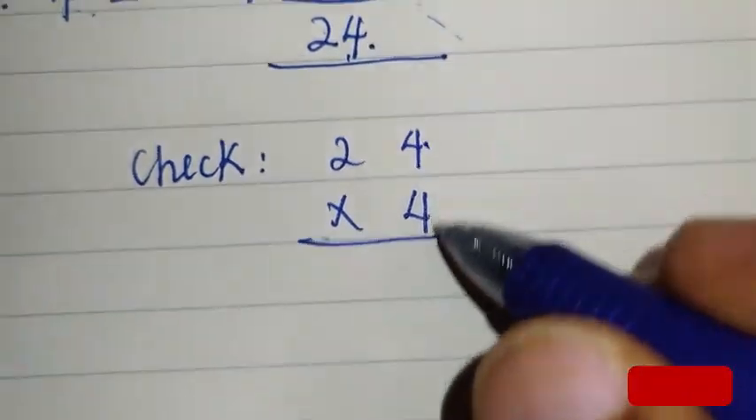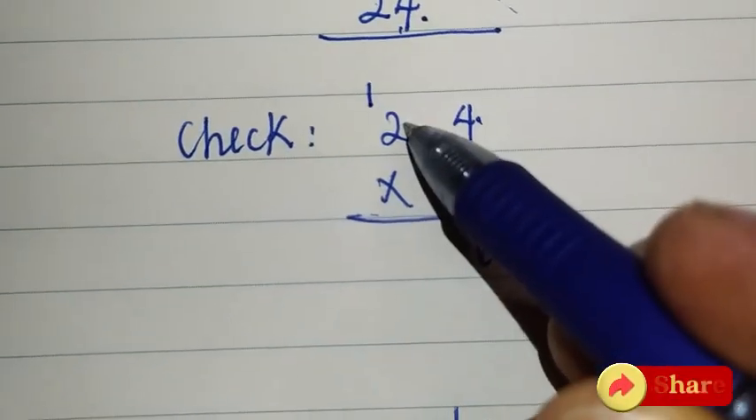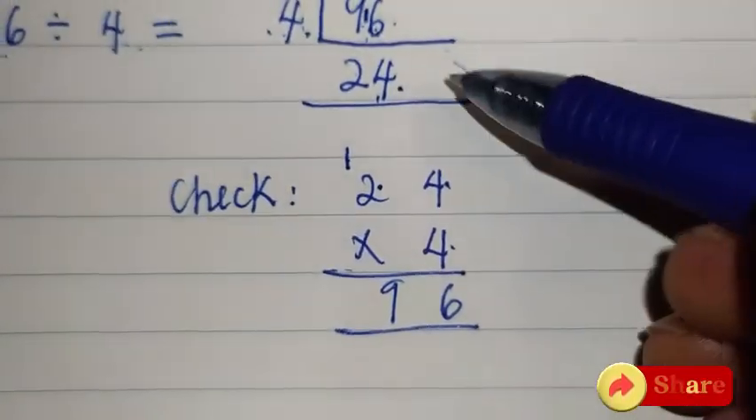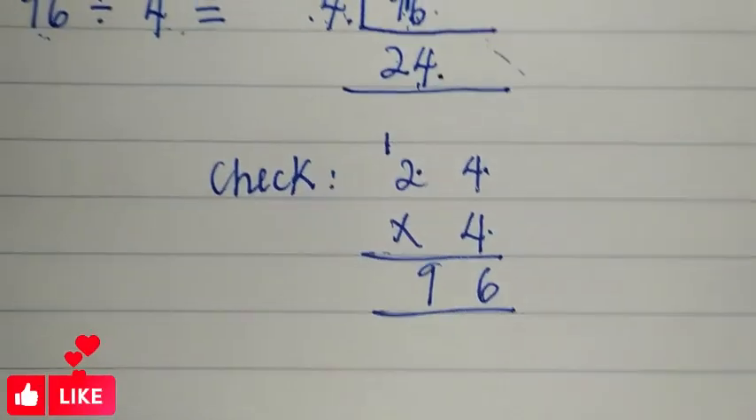So 4 times 4, that gives me 16. And then I will carry up 1. And then 4 times 2, that gives me 8. 8 plus 1, that is what? 9. So that means that my answer, my quotient, is correct. So 96 divided by 4 is 24.